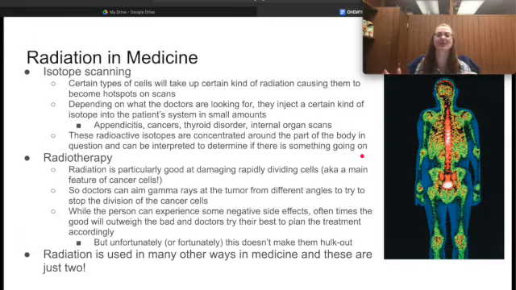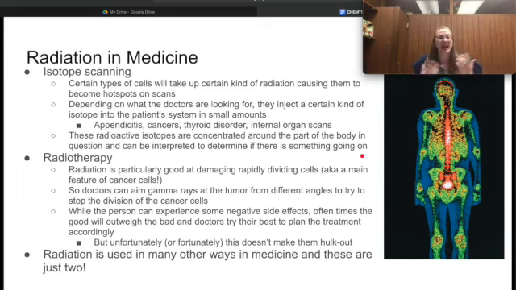So how else do we experience radiation? Well, you may be thinking, medicine. So yeah, we do use a lot of radiation in medicine. I'm going to talk about two different ways that we use it here. However, there are other kinds of radiation used in other forms as well, but these involve the kinds of radiation we've been talking about in this class.